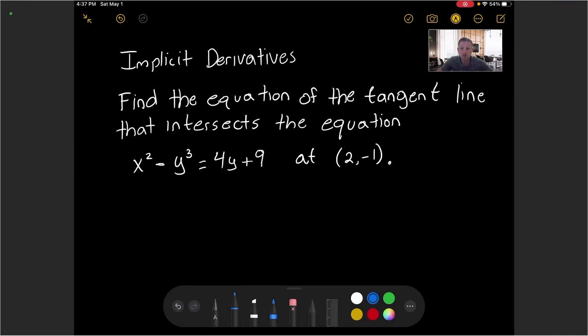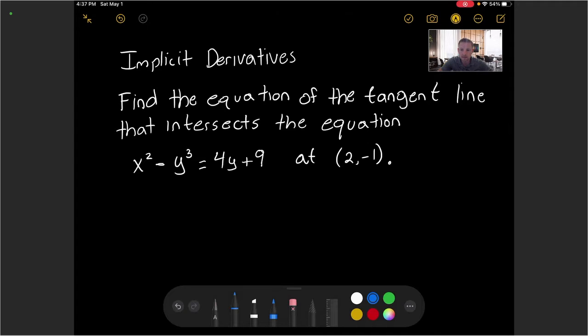In this video, we will take a look at another implicit derivative problem. We're going to find the equation of the tangent line that intersects the equation x squared minus y cubed equal to 4y plus 9 at the point 2, negative 1.